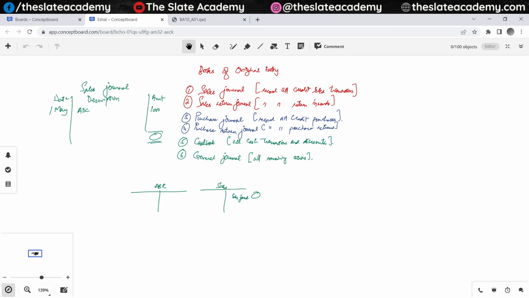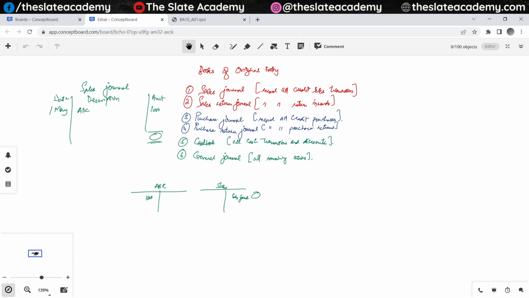Exactly. Then put it in the sales T account as a single entry. Instead of having many entries in the sales T account, we'll put one single entry as the sales journal amount, the total of the sales journal. Whereas for the ABC account, we'll record each transaction separately whenever we are buying and selling or returning stuff to him, or he's returning stuff to us.